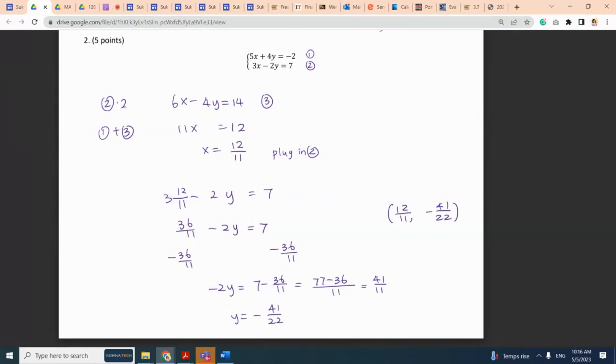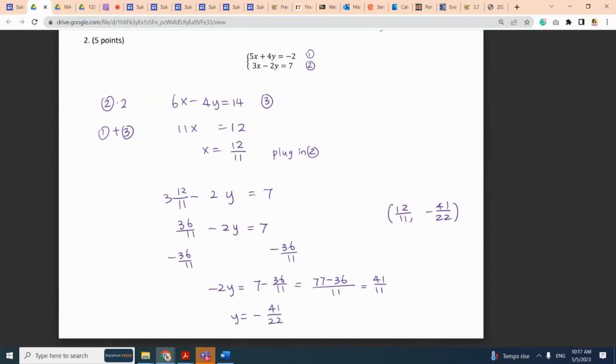14 minus 2 is 12. Therefore, x is 12 over 11. And then we plug into one of the equations. Let's plug into the second equation. So 3 times 12 over 11 minus 2y equals 7. 3 times 12 is 36, and minus 2y equals 7. Subtract 36 over 11 on both sides. So negative 2y equals 7 minus 36 over 11.